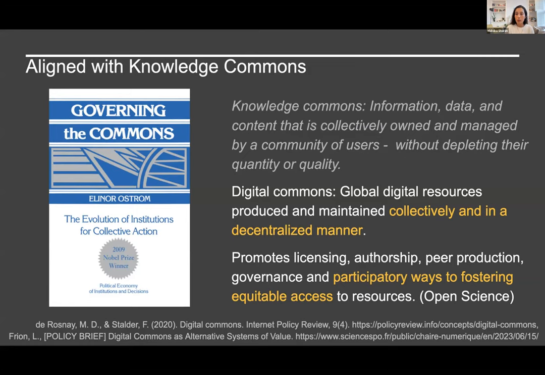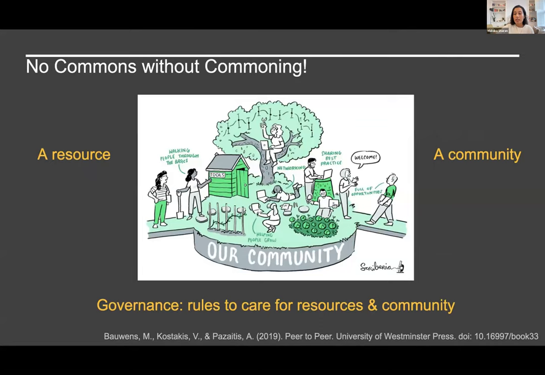So a participatory process to manage any common for shared benefit is called commoning. There is no commons without commoning. A common always requires community, people who care about, who can or want to access the common and the resources that they have, as well as a governance, which is a set of rules for caring for the resources, as well as for the community members around them.